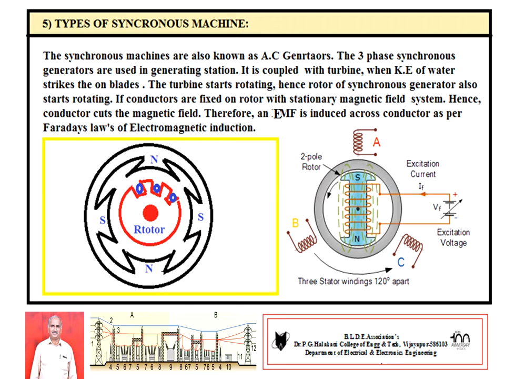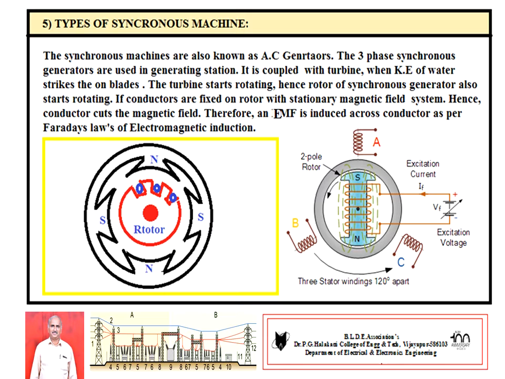Number 2, the cylindrical type of rotor or non-salient pole type of rotor. In this type of rotor, the poles are not projected, non-salient. That means the poles are arranged in such a manner in the rotor core itself. A number of slots are punched between two adjacent poles, but no poles are projected from the outer core surface.